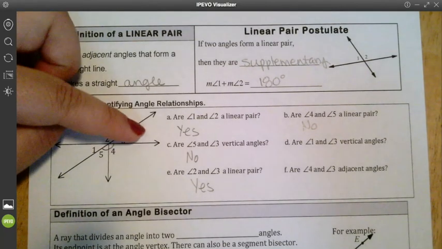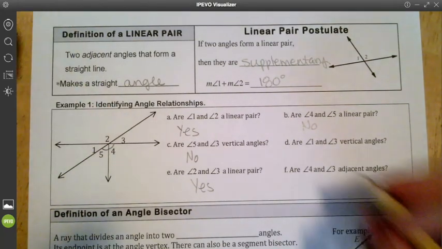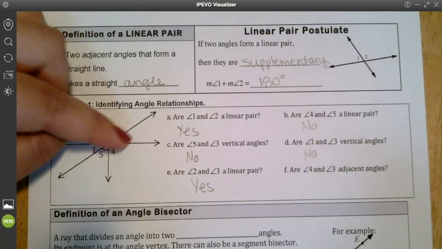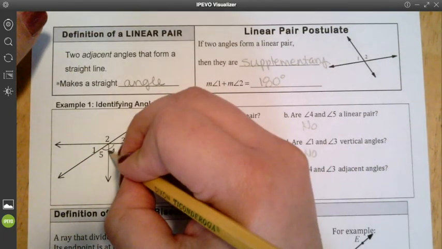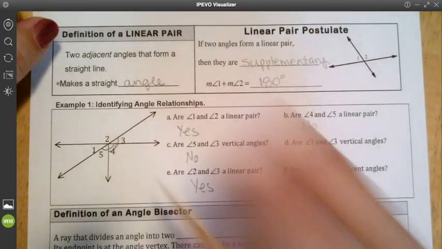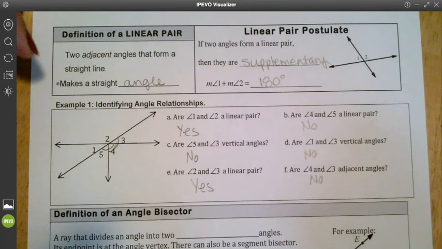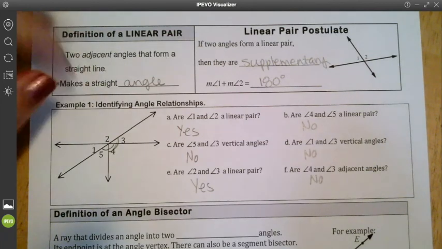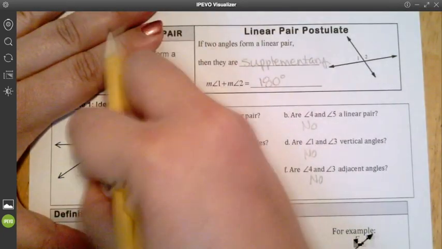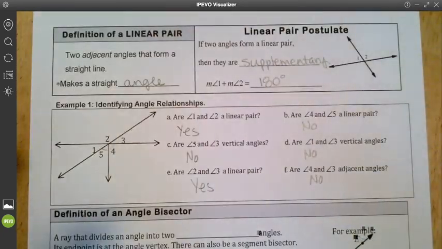1 and 3, they're not adjacent, so they cannot be a linear pair. 4 and 3, they are adjacent, but together they don't make a straight line, so no, these are not a linear pair. Now those are not congruence marks, they were just for me to help show you which angle we were looking at. So I'm going to go ahead and erase them so that you know they're not congruence marks.